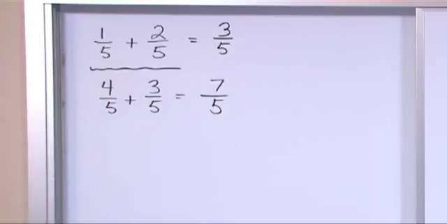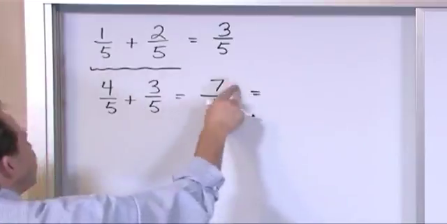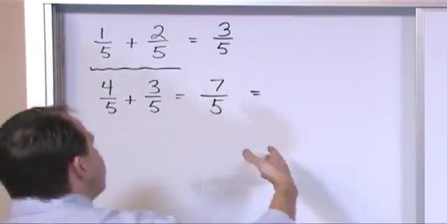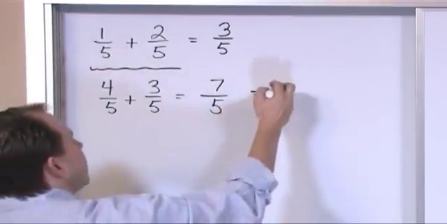So the answer is 7/5. You can leave it like that, but you realize this is an improper fraction, so you should try to change it to a mixed fraction. How many times will 5 go into 7?